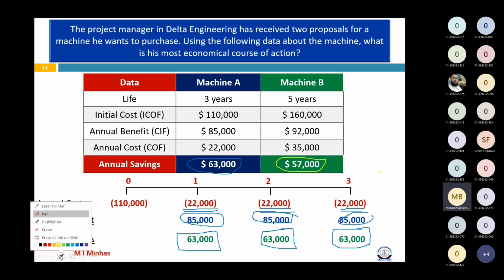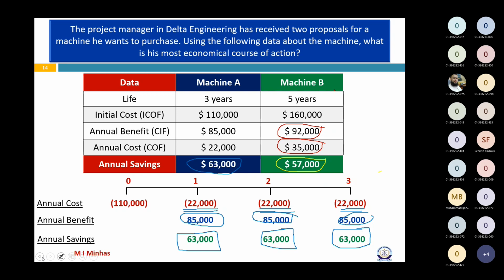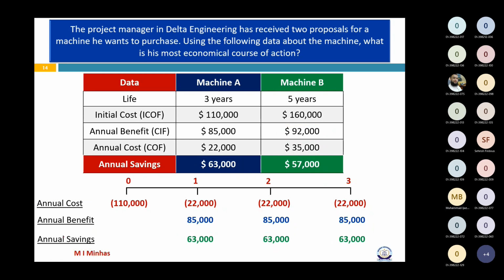92,000 is my annual benefit for the second machine. 92,000 minus 35,000, which is the annual expense in the case of machine B. So there we will be saving 57,000 per year. Is it clear to everyone?